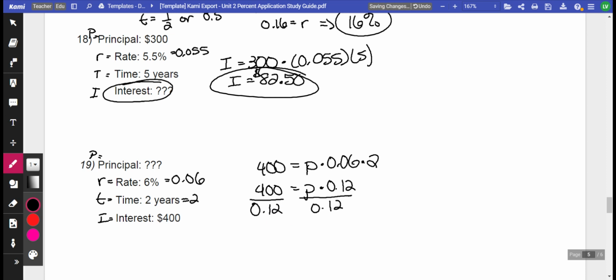So 400 divided by 12 hundredths is $3,333.33. That's a lot of threes.